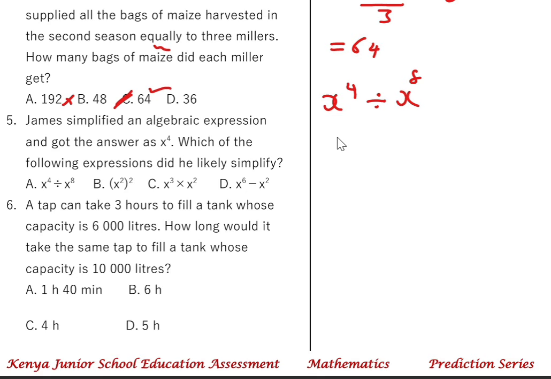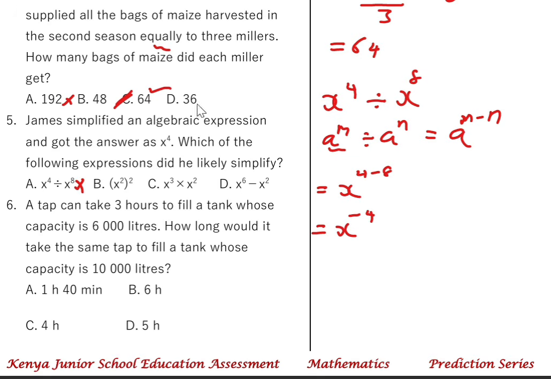In dividing two numbers with the same base, for example, a power m divided by a power n, you pick one base, so you pick a, then subtract the powers, it will be m minus n. Therefore, for this case, we pick x, and then subtract the powers, 4 minus 8. So you can see it is x raised to negative 4. And our answer is x raised to power 4. And therefore, A is not the answer.